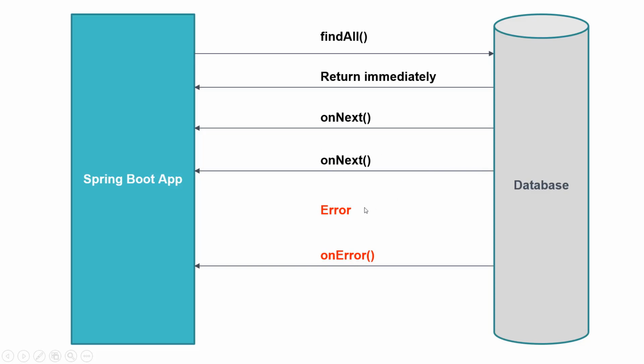Now say for example, while getting the third record, we got some exception or say for example, some error. And we are not able to get that third record with the help of this onNext event, right? So basically some exception or error happened. So in that case, there will be onError event. So this will give us the idea that something wrong happened and that's why we have got this onError event.